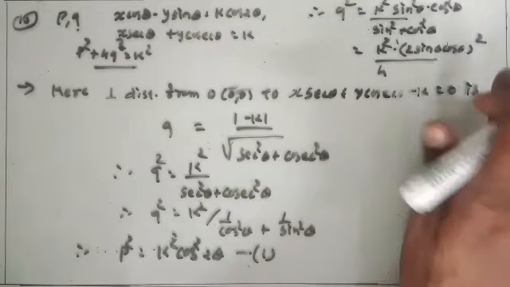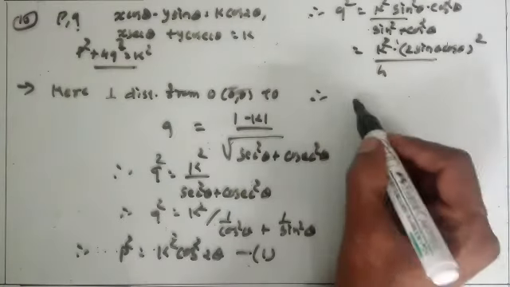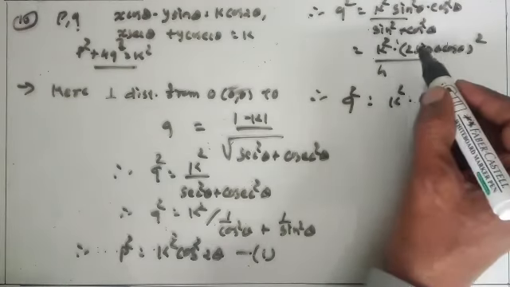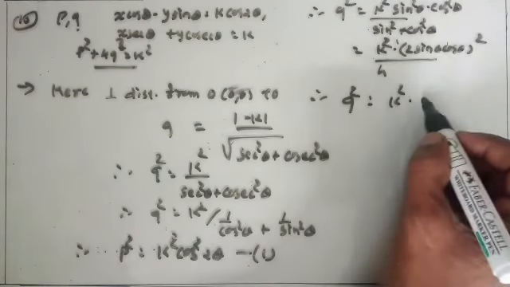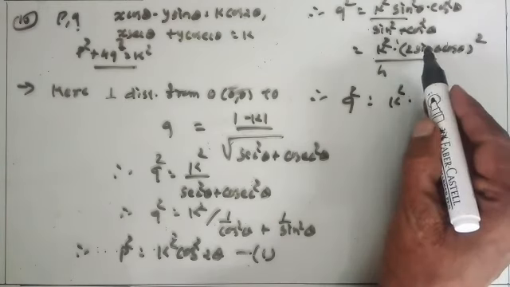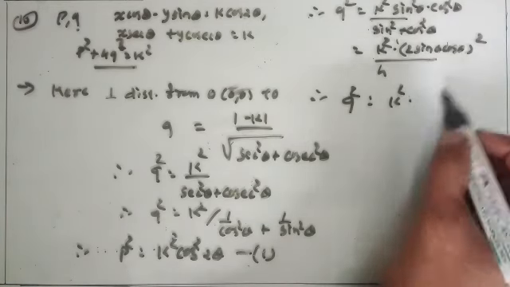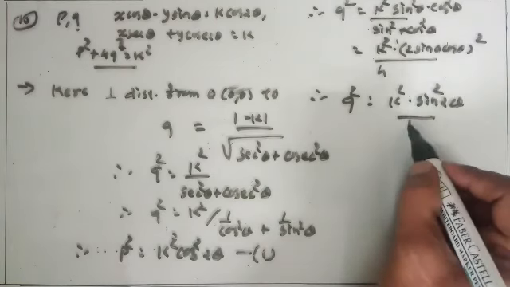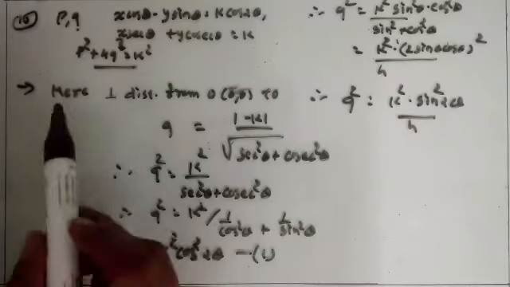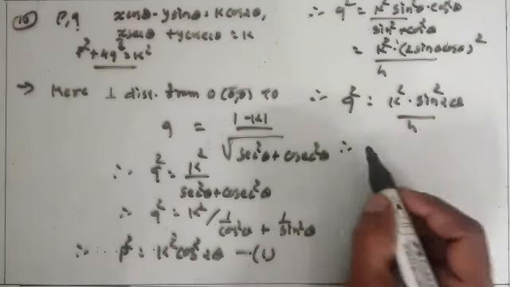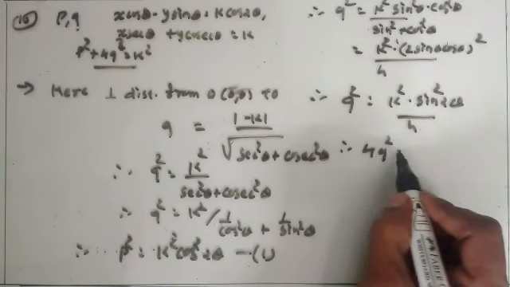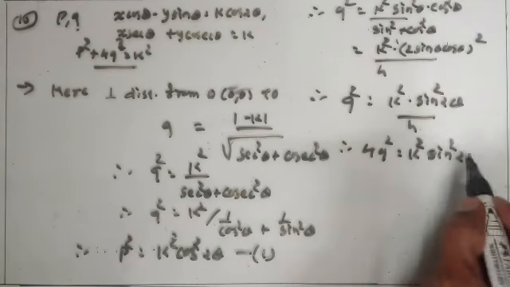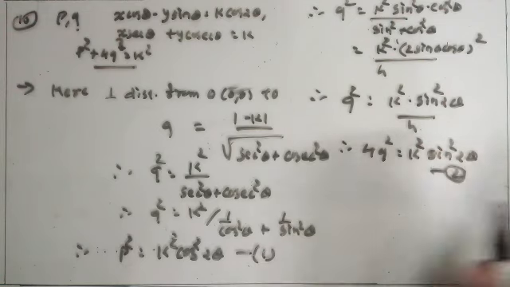Okay, therefore here q square is equal to k square into 2 sin theta cos theta, which becomes sin 2 theta, whole squared, so sin square 2 theta upon 4. Now take the 4 to this side, so we get 4q square is equal to k square sin square 2 theta. Take this as result number 2.